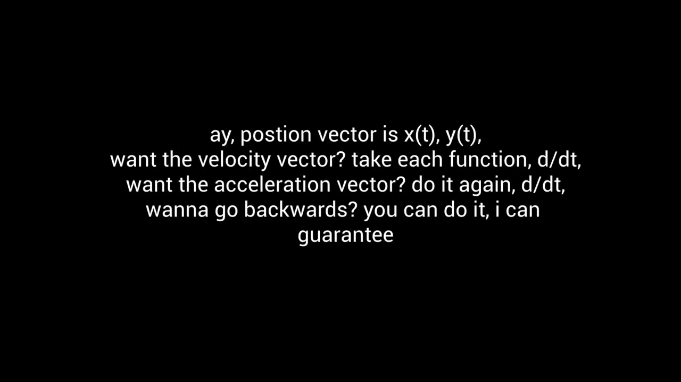A position vector is x of t, y of t. Want the velocity vector, take each function, d over dt. Want the acceleration vector, do it again, d over dt. Wanna go backwards, you can do it, I can guarantee.